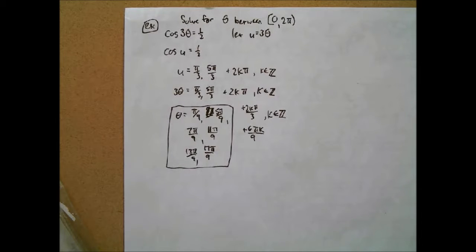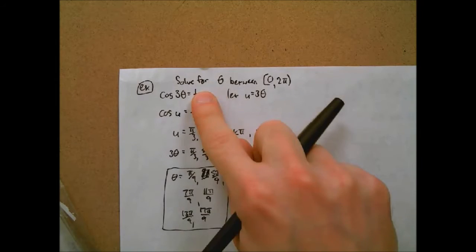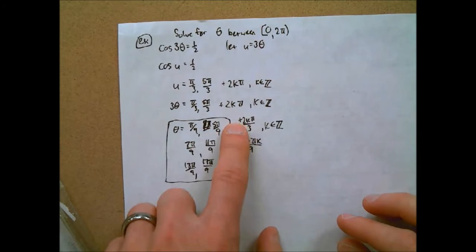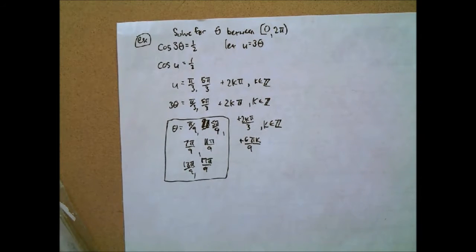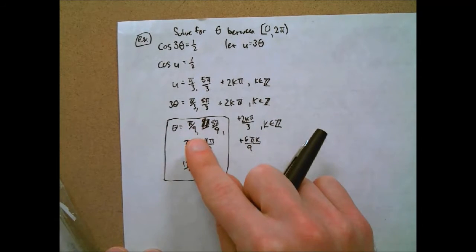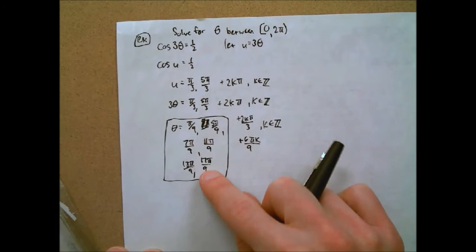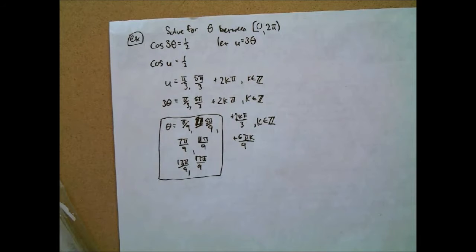If we didn't have the limitation here, if it just said solve for any theta, you could just give these two solutions, pi over 9 and 5 pi over 9, and then just say, oh, plus 2k pi over 3, and that would give you all your solutions, right? Because if I add 2 pi over 3 to this, I get this, and add it again, I get this, and so on. But here, when we limit the answers, we actually make it harder on ourselves, I think.